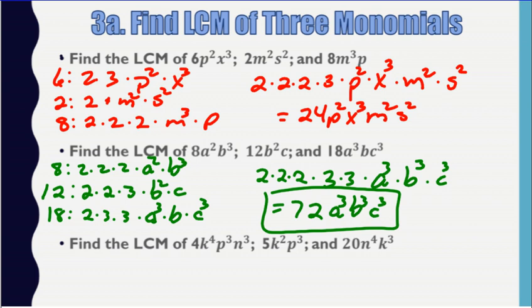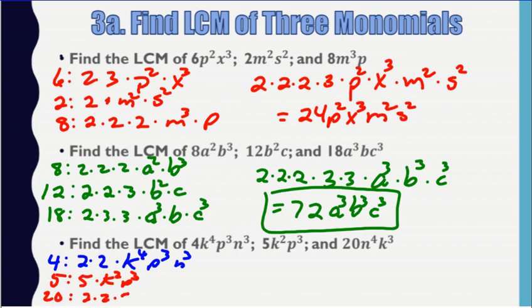And the last one on this side, we got 4, which is 2 times 2 times k to the 4th, p to the 3rd, n to the 3rd. We got 5, which is just 5, k squared, p cubed. Then we got 20, which is 2 times 2 times 5 times n to the 4th, k to the 3rd.